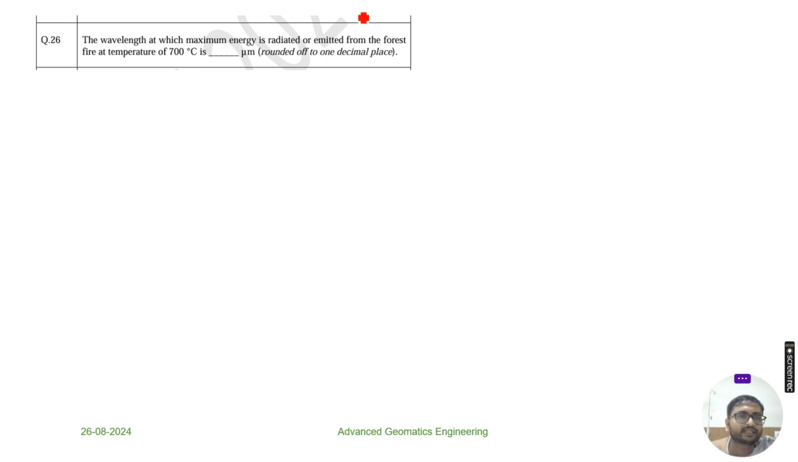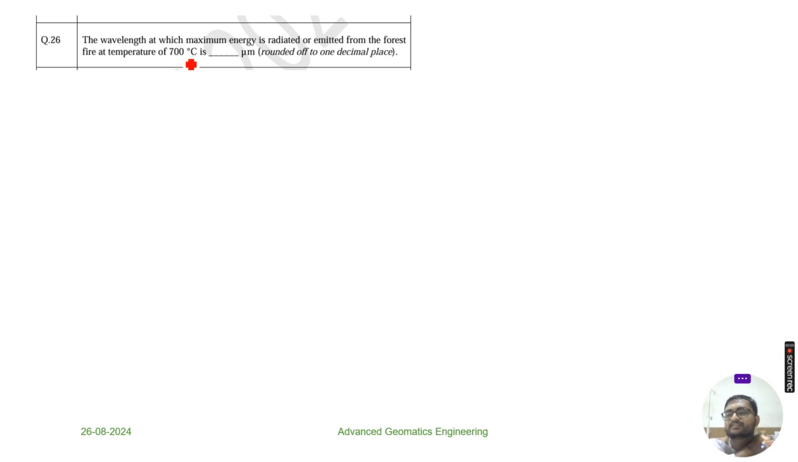Then the next one: the wavelength at which maximum energy is radiated or emitted from a forest fire. The forest fire temperature is 700 degrees Celsius. So use Wien's displacement law. It will be around 3 micrometer.